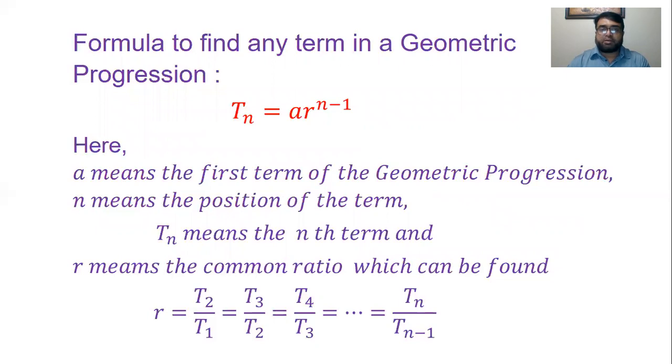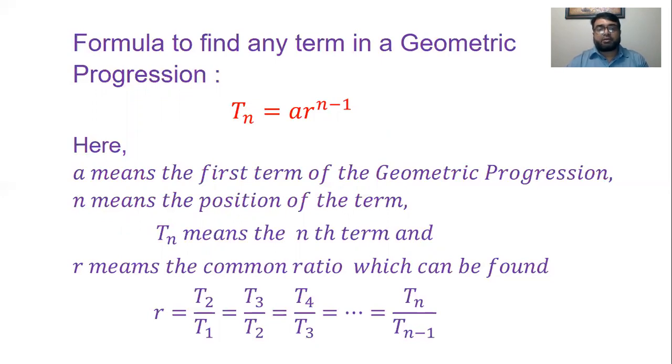So this formula can find any term in a geometric progression. We are here using the red one. You can see the red writings. Tn is equal to a r to the power n minus 1. Here Tn means, as I just told, the nth term. So the nth term is a into r to the power n minus 1. It means here a is the first term, r is the common ratio, and n is the position of the term.